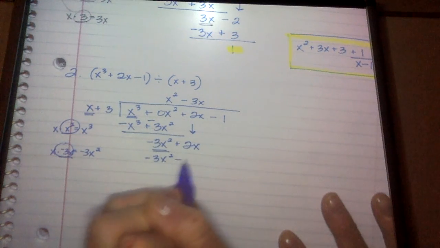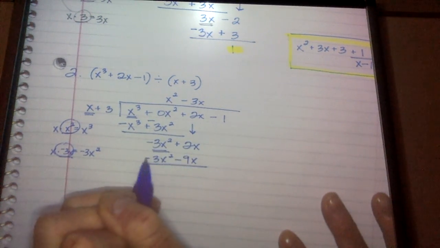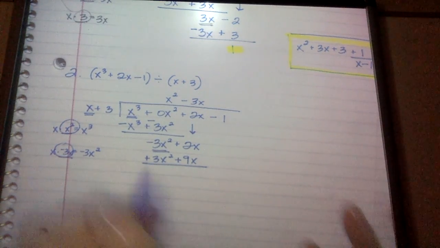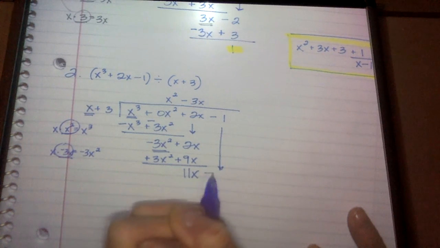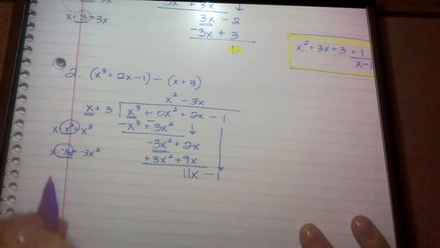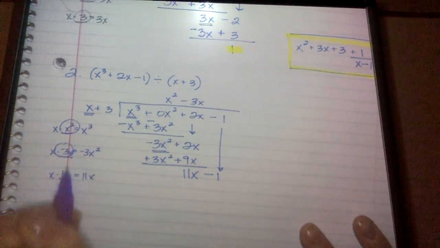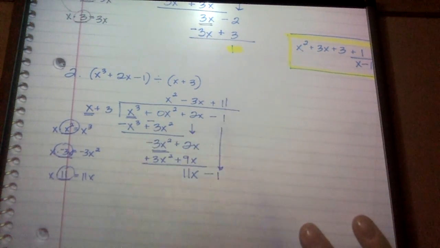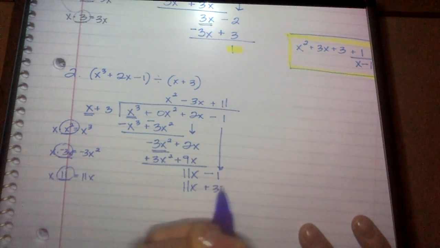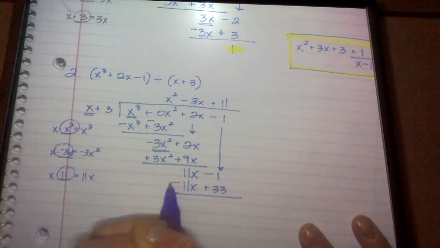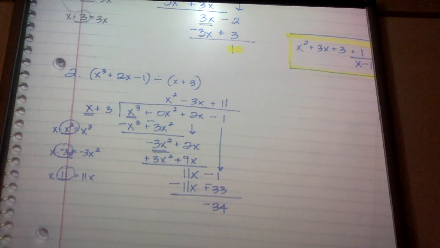Negative 3 times 3 is negative 9x. I'm subtracting these, meaning I'm making them both positive. This cancels. 11x. Bring down the last term of minus 1. So last x times what equals 11x? Well, that would be 11. That's a positive 11. So 11 times x, 11 times 3. I'm subtracting, changing both their signs, and I get a remainder of negative 34.